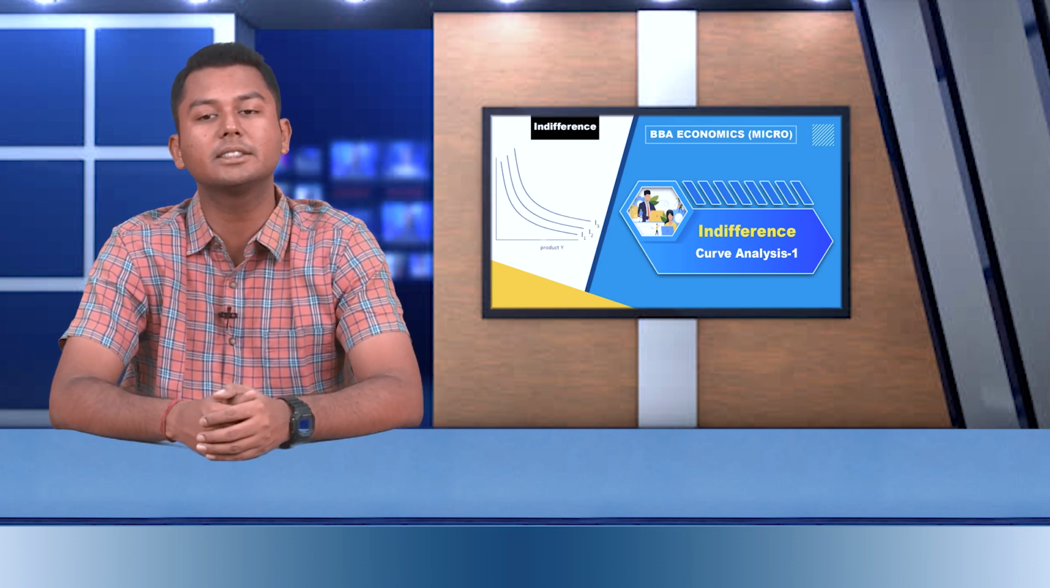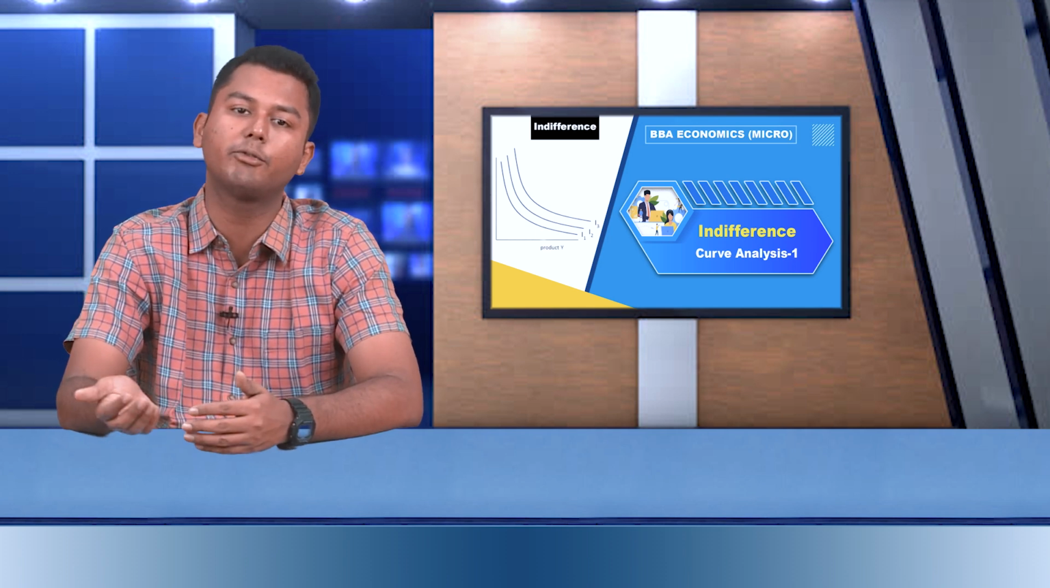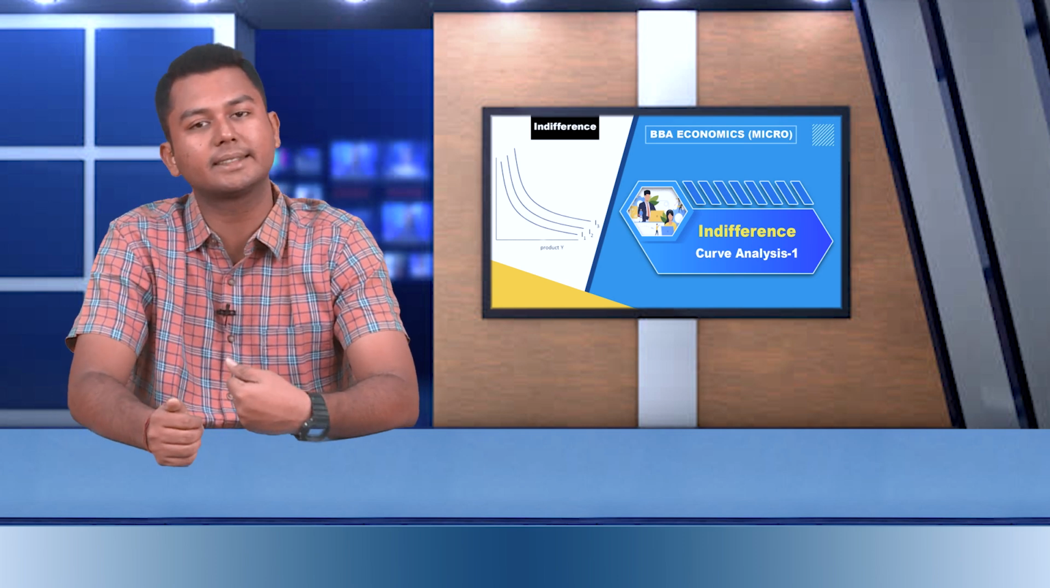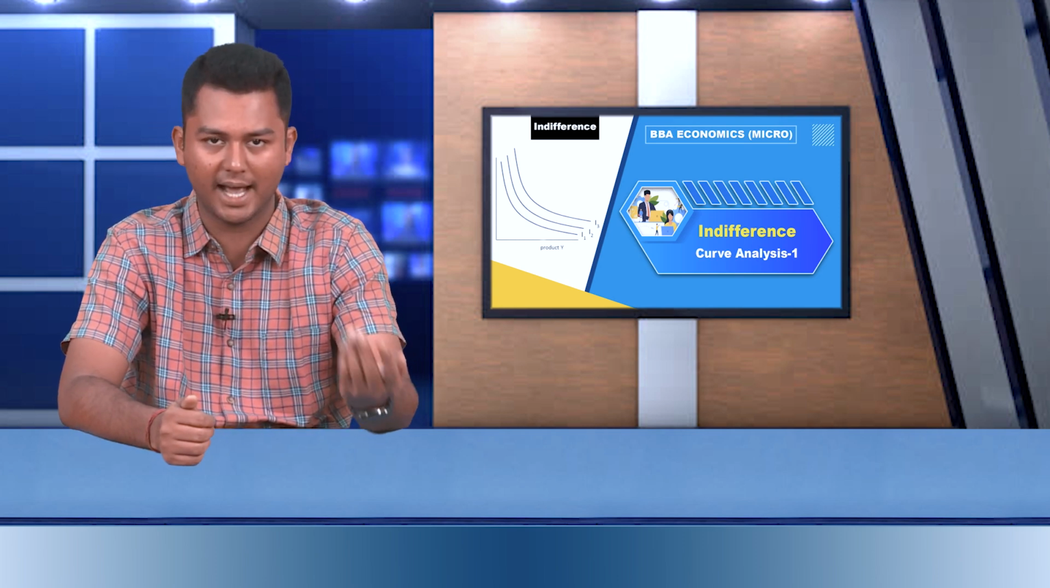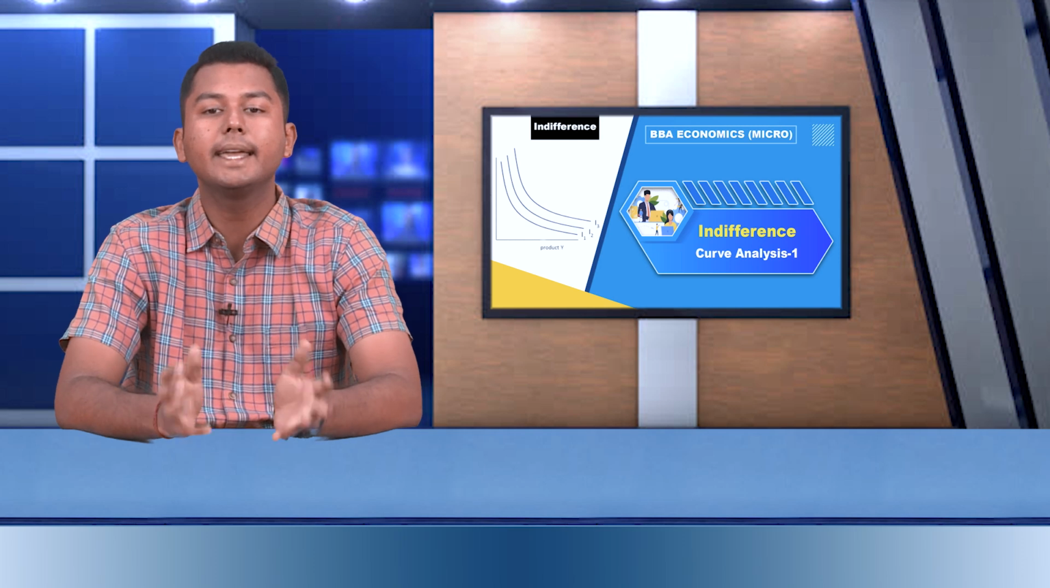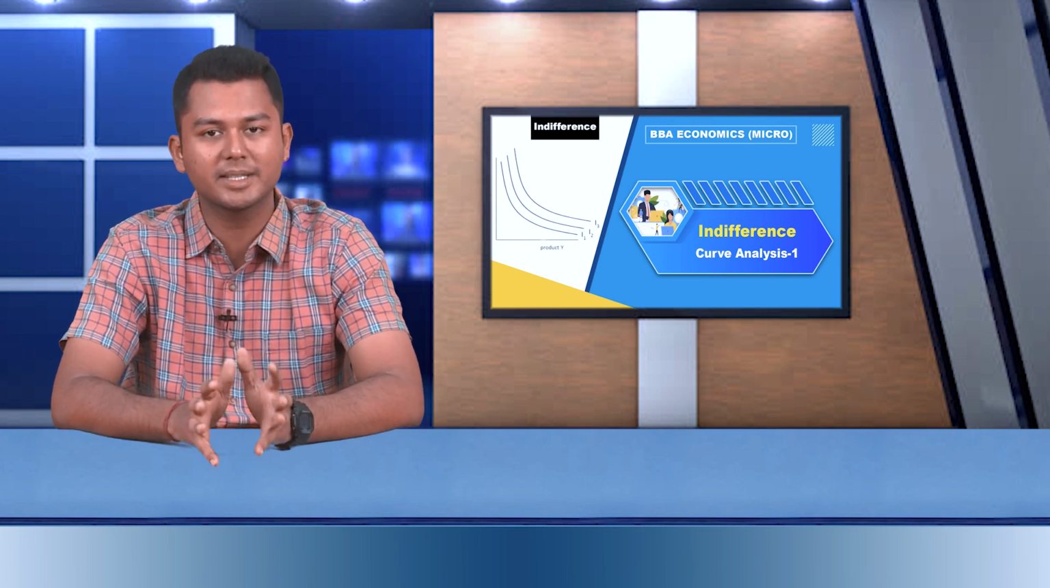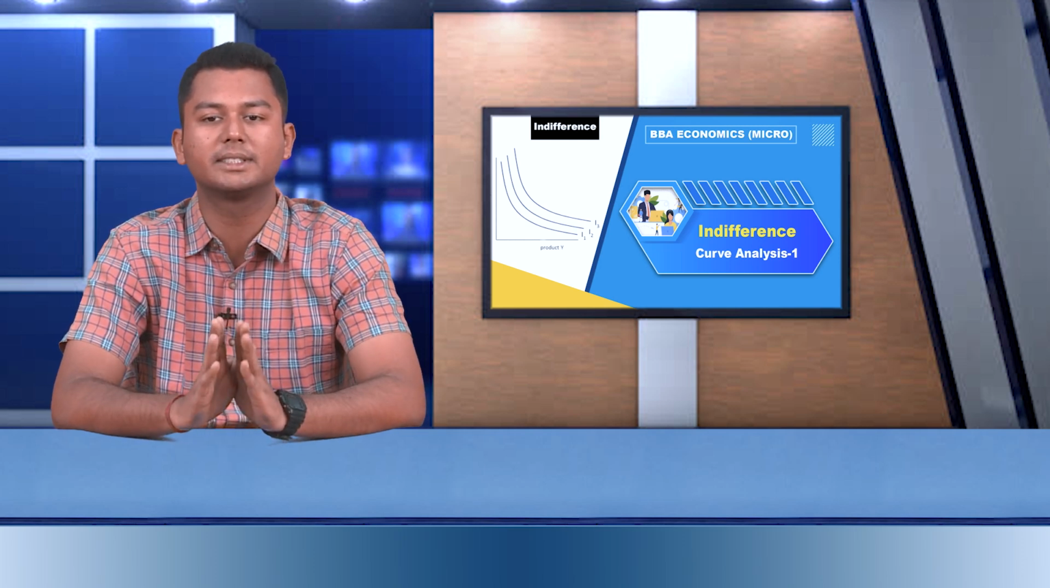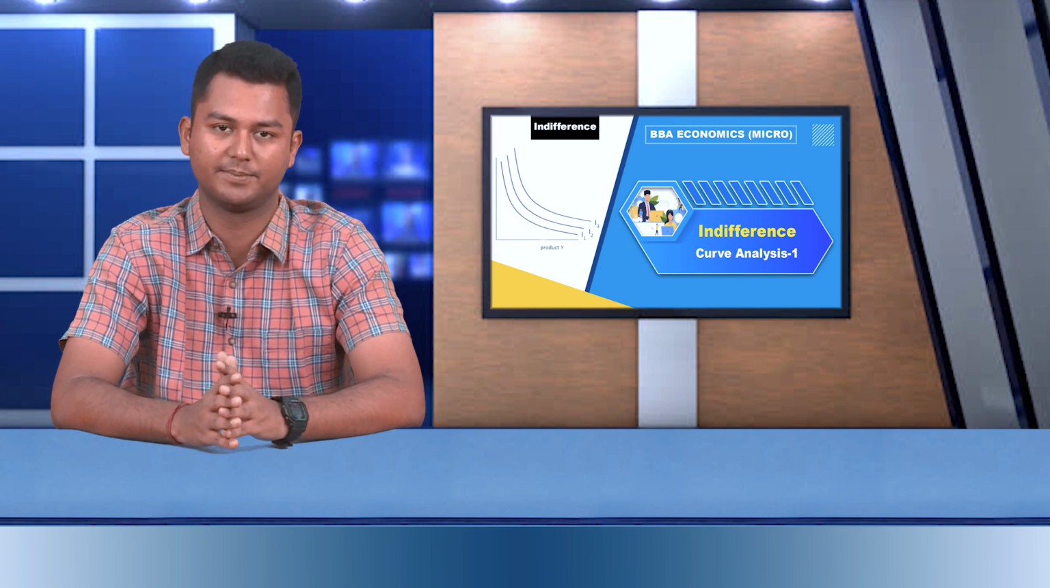The horizontal axis usually represents the quantity of one of the goods, while the vertical axis represents the quantity of the second good, as we just saw in the graph. Each point on the graph represents a specific combination of two goods that the consumer might choose.